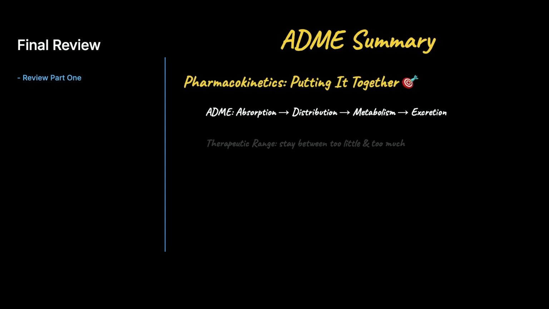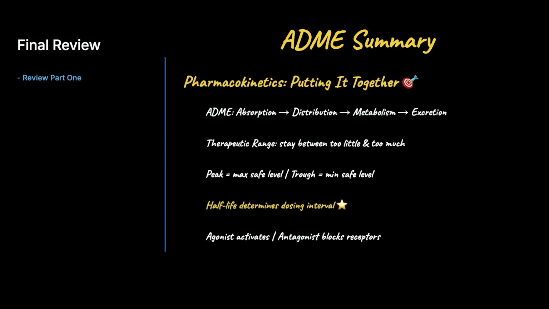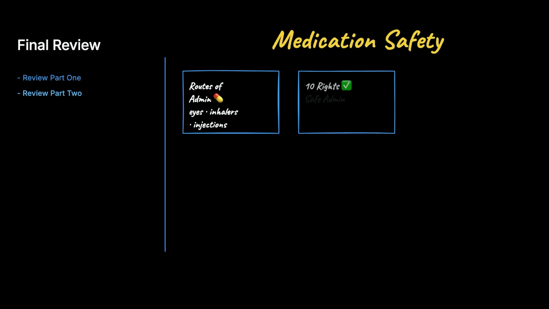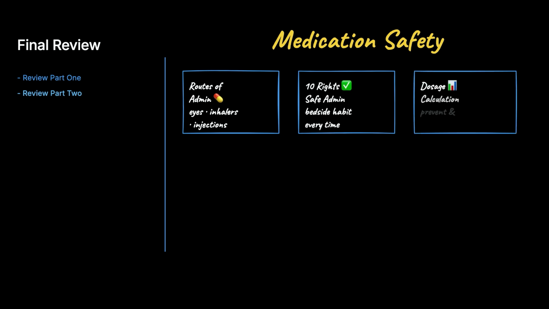Let us bring everything together. We began with pharmacokinetics, the 4-stop journey of absorption, distribution, metabolism, and excretion, captured by the word ADME. We then explored the therapeutic range, learning to keep drug levels between too little and too much, and we mastered peak, trough, half-life, and the receptor actions of agonists and antagonists. These ideas explain dosing. From there, we traveled through the routes of administration, each with its own safety technique, from eye drops to inhalers to injections.